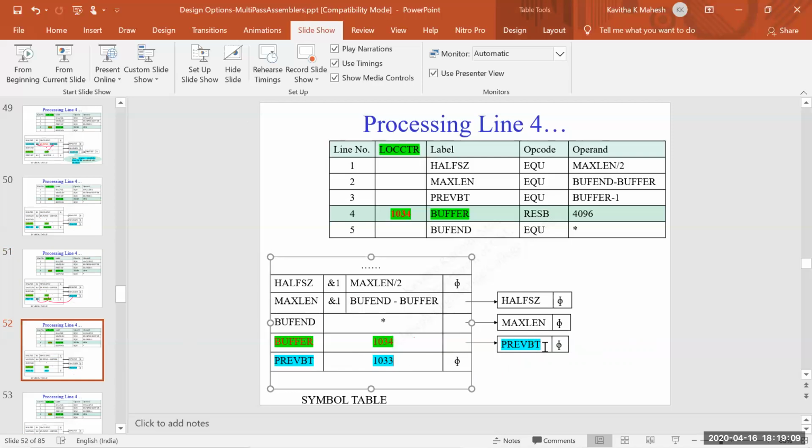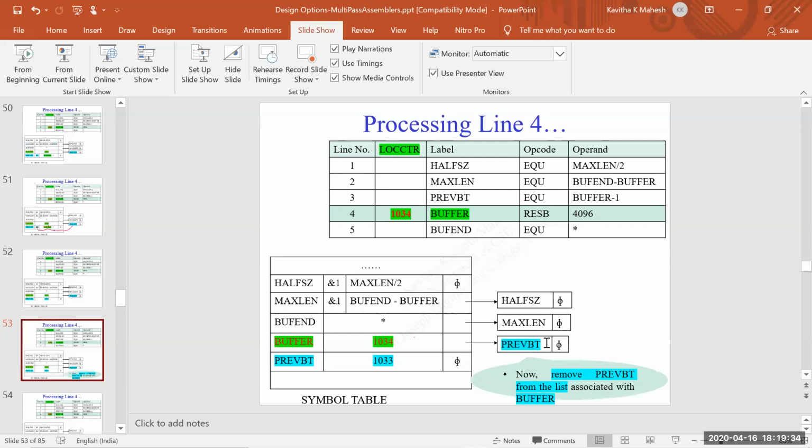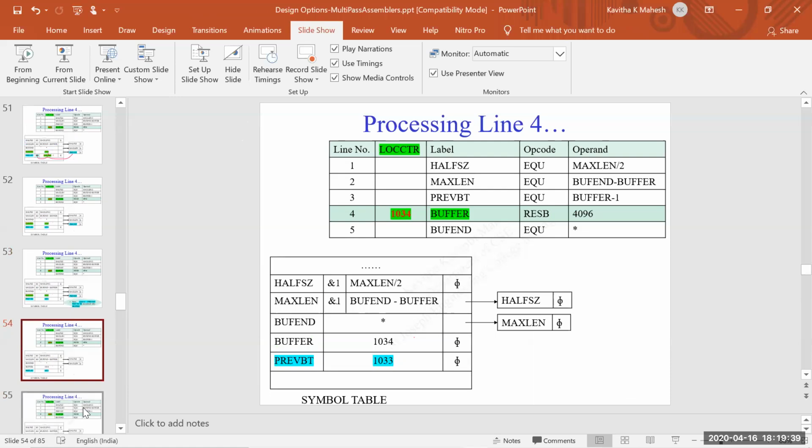So now we have processed previous byte using the value of buffer. So since this is processed, we can now eliminate this from the list of symbols associated with the symbol buffer. All symbols that are dependent on buffer have been processed. So now you can remove previous byte. So I show it in the following slide. I have to eliminate this list. So remove previous byte from the list associated with buffer. So I have eliminated, and this is the status of the symbol table after the fourth line is processed.